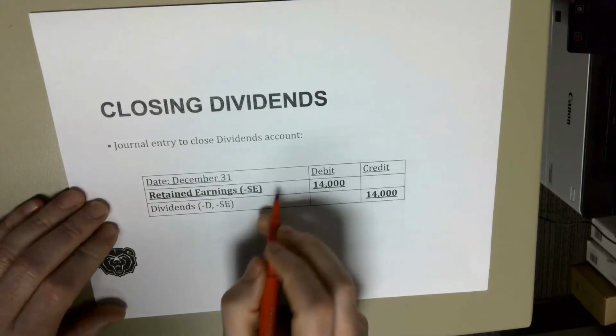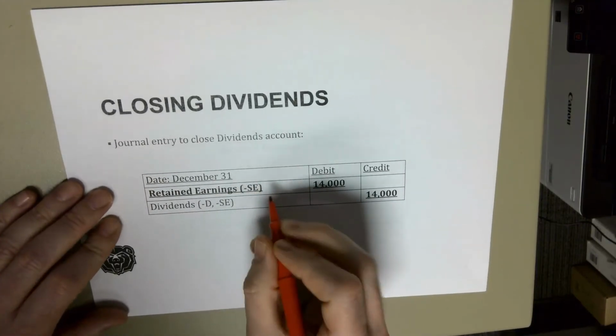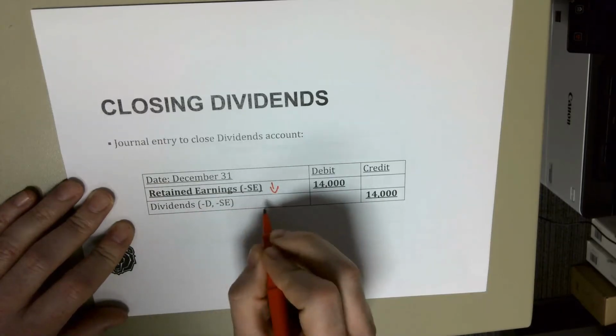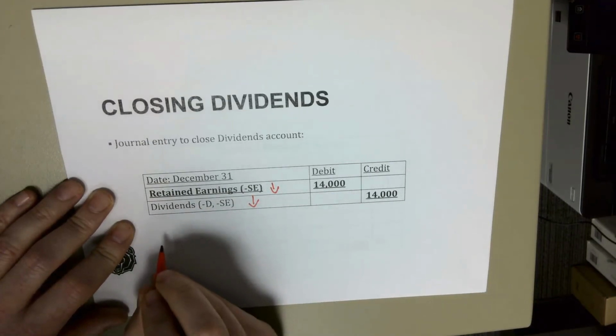You can see here, again, we debit retained earnings to decrease it. We're going to credit the dividends to decrease those as well. Okay.